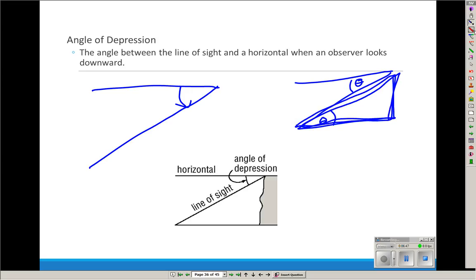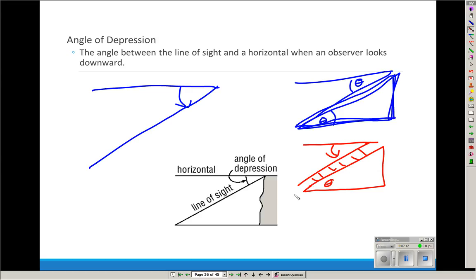It's easier almost all the time to move it to the angle of elevation because you've got a vertical, maybe that's a wall, and maybe this is some horizontal distance and this is a ladder leaning up against a wall. That makes more sense sometimes than thinking of a horizontal looking downward. So angle of depression and angle of elevation, they're congruent.